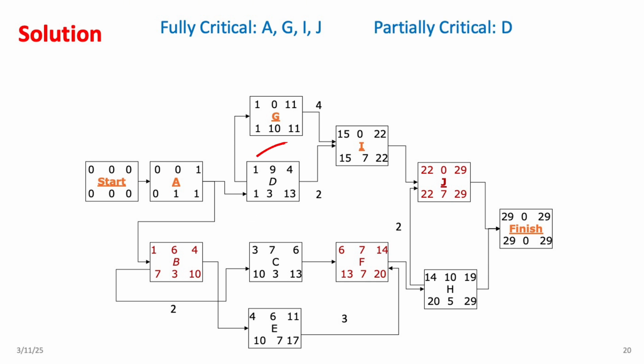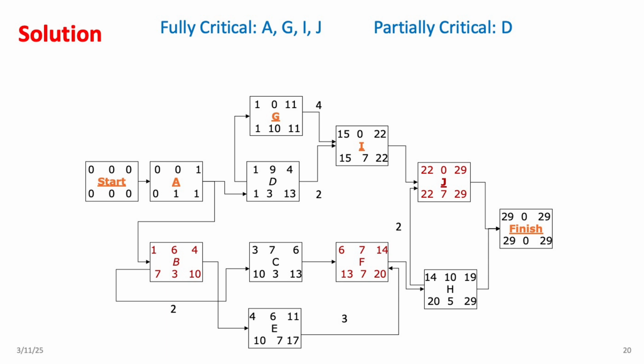It's critical at the start because its early start and late start are the same, but its finish is flexible. Its finish can be delayed from day 4 to day 13 without affecting the overall project timeline. Now, let's determine how many critical paths exist in this network. Remember, a critical path is a sequence of critical activities, either fully or partially critical, that has a total duration that matches the project duration.